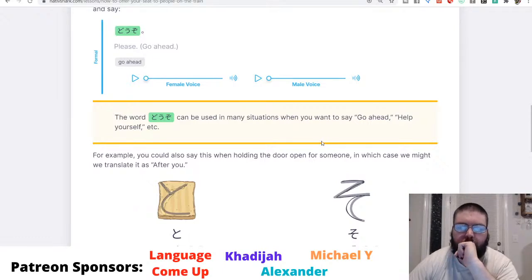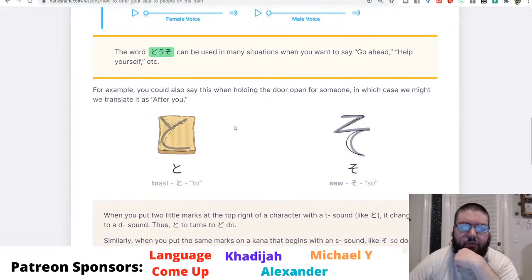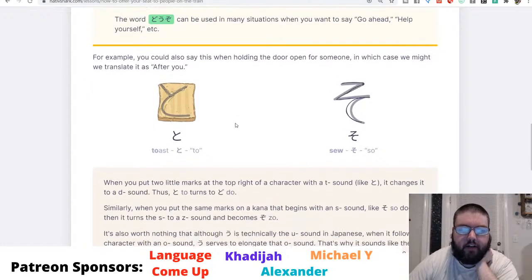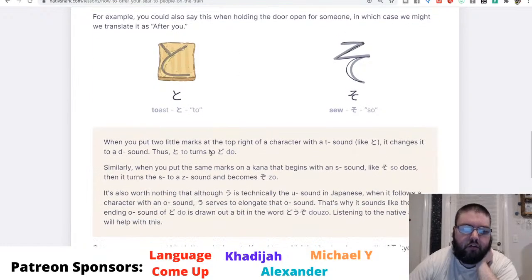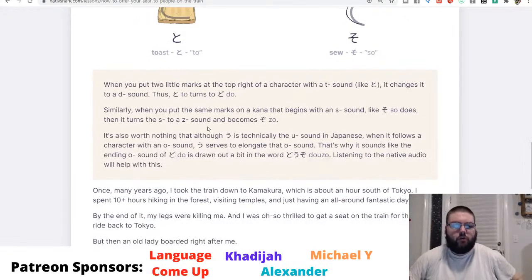The word dozo can be used in many situations when you want to say go ahead, help yourself. For example, you could also say this when holding the door open for someone, in which case we might translate it as after you. Okay. When you put the two little marks at the top right corner, okay, this is a refresher of that.